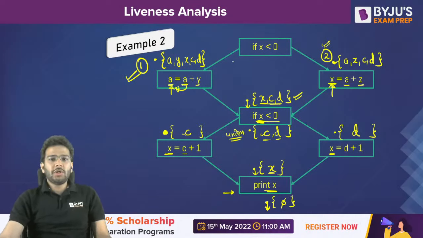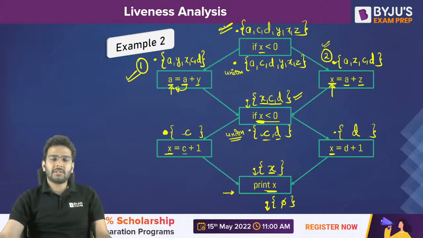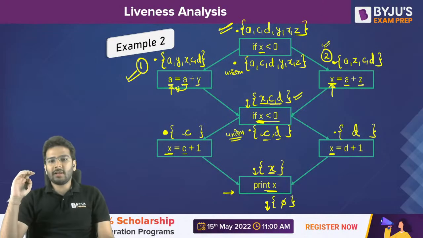Now, again, it's a union because merging is there. So we have to find the union here. In case of union, you have to add all this. So A will be there and C comma D will be there and Y comma X comma Z all will be present here. And what about this one? You are just reading the value of X. That means as it is, you are going to get all as the live variables. This is the final answer, the live variables present at every point in the program.